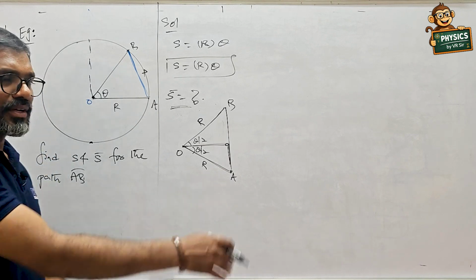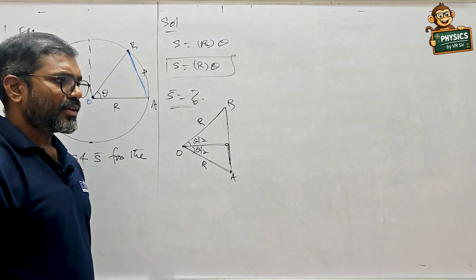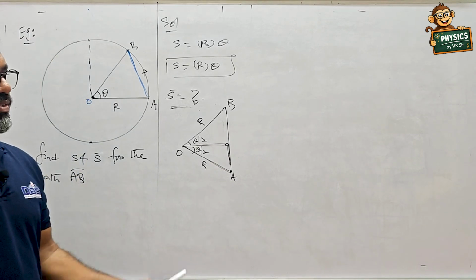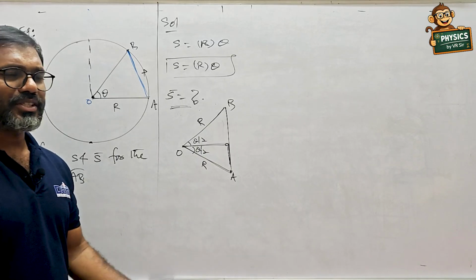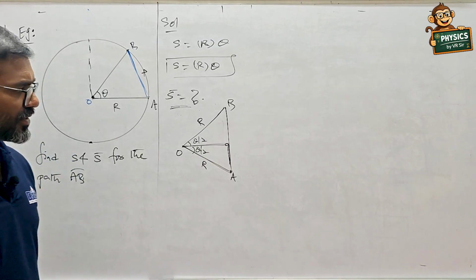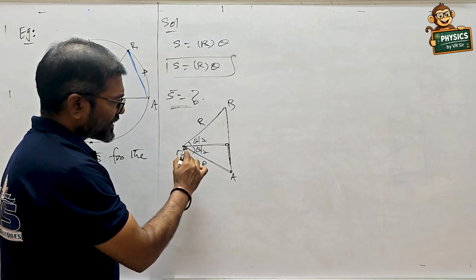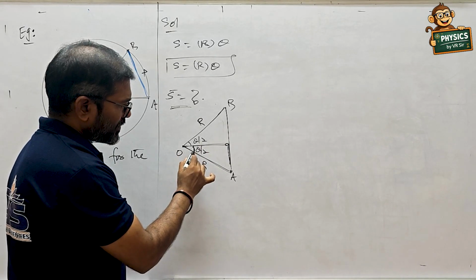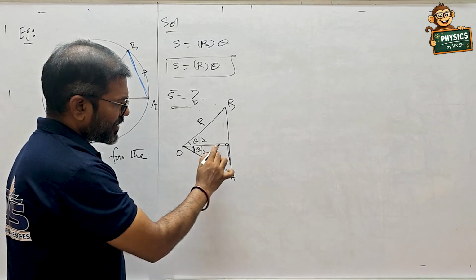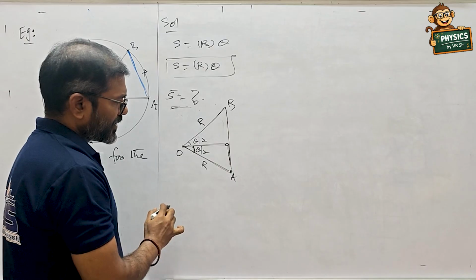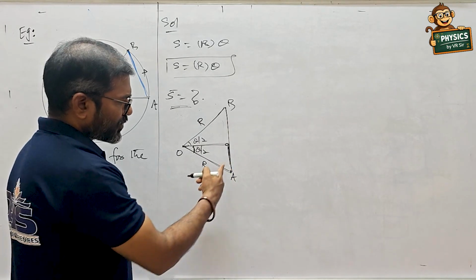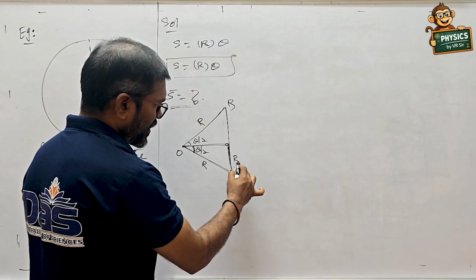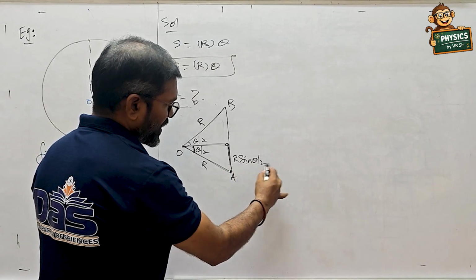Even if you don't know, you can go through the series of video lectures in which the vectors concept and basic trigonometry are explained, so that everything is clear. For R, the side which touches the angle will take the cos component and the side opposite to it will take the sine component. So this side I am going to call R sine theta by 2.